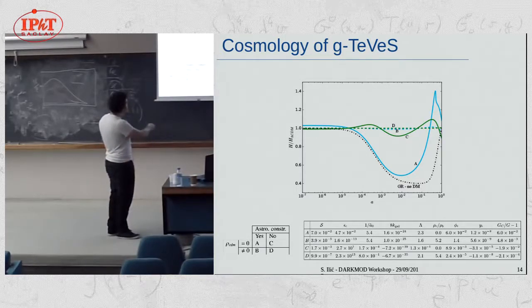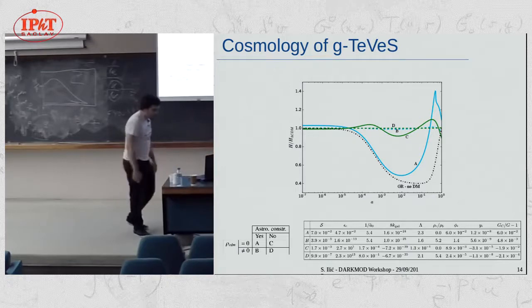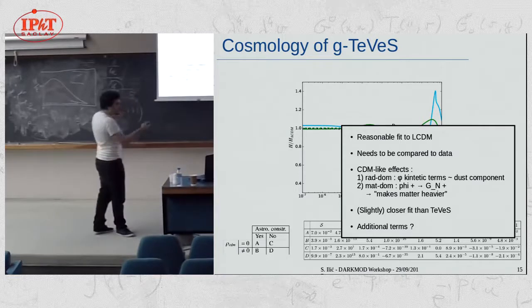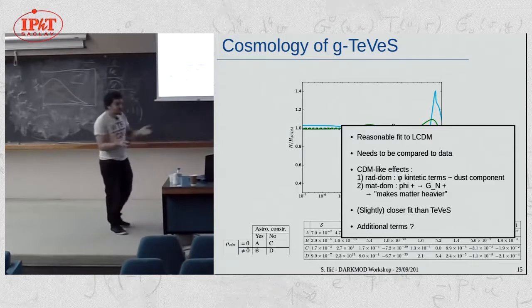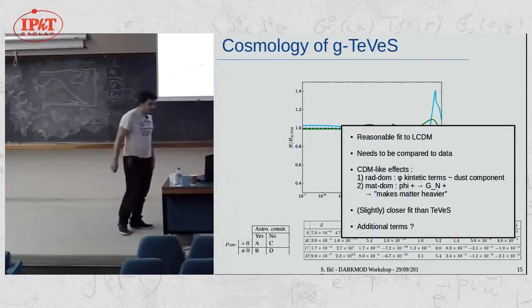Of course, as was kind of expected, as soon as you put back CDM into it, you get a much better fit to H(z). And here are the best fit parameters. So a few statements from this. The g-TeVeS model gives a reasonable fit to lambda CDM, especially given the actual large range of redshift that we do the fit on.